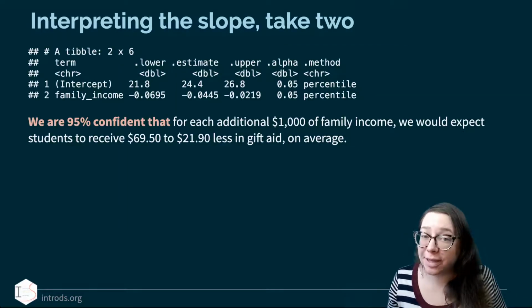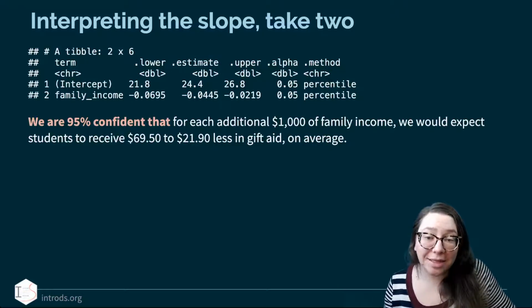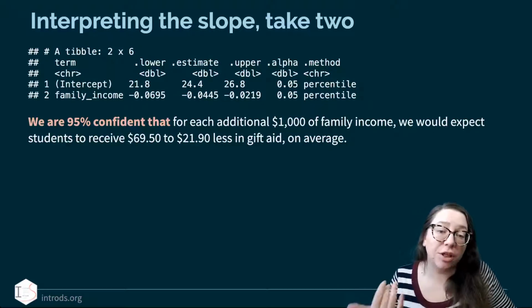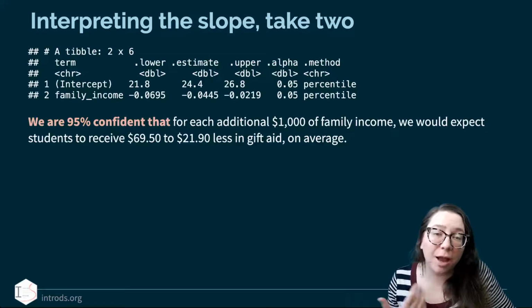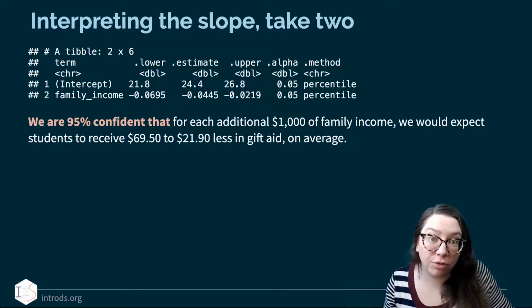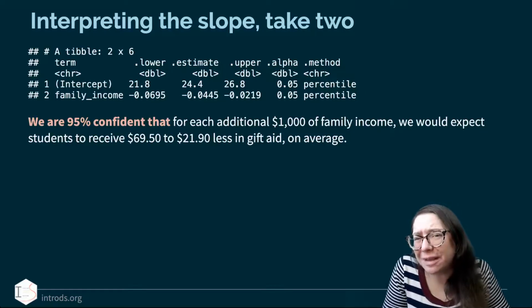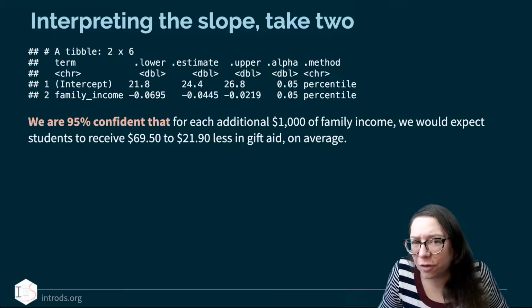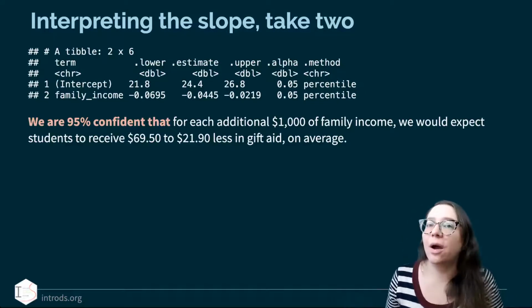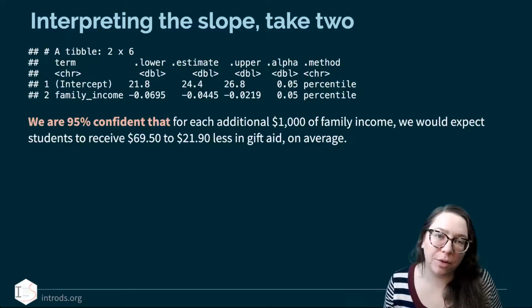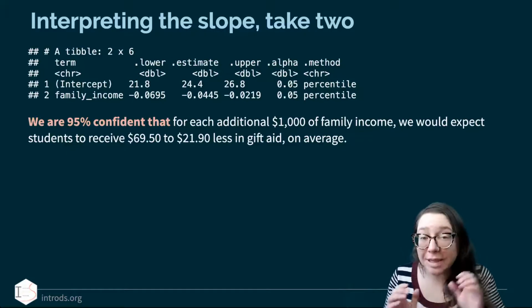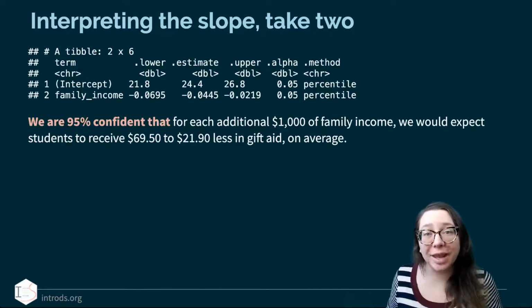Let's go back to that interpretation of the slope we started the video with. We had said that for each additional $1,000 of family income, we would expect $43.10 less in gift aid. And then we questioned ourselves as to, do we really believe that number on its own for the full population? Well, now we can do something a little bit better. Instead of spearfishing, we can cast a net.